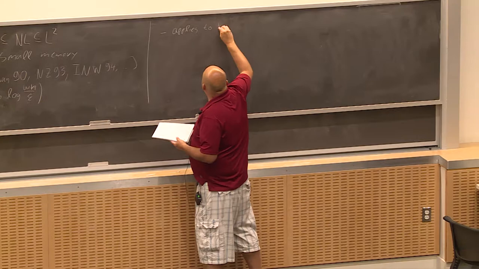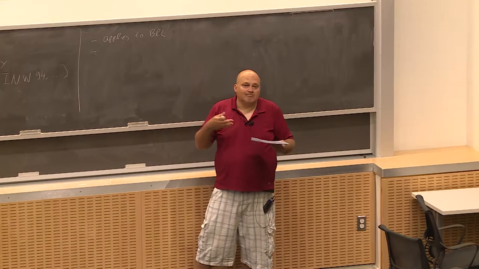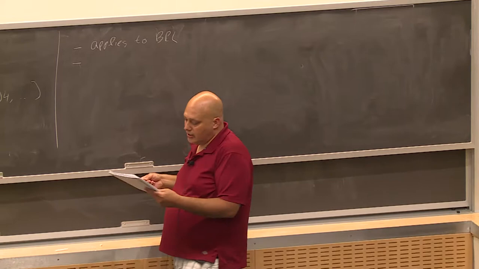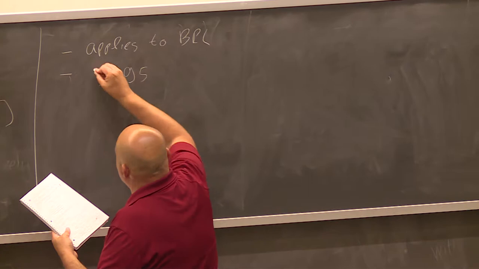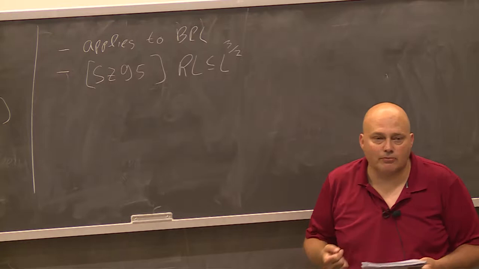So, the two-sided version. It's a major tool in the study. In particular, it's a major tool in the almost best result about de-randomization of RL, so that's Saks-Zhou '95, which puts RL in L^{3/2}. A tiny improvement over that, but that's where we're stuck on this front.